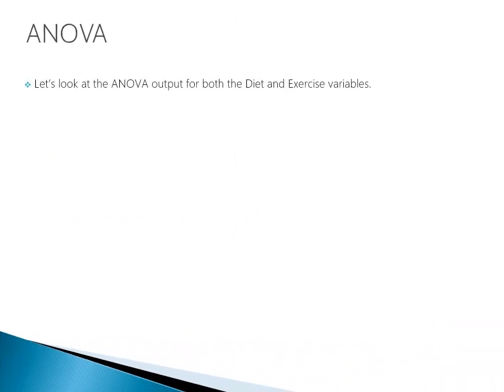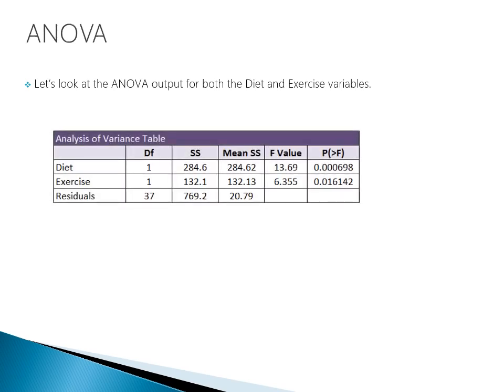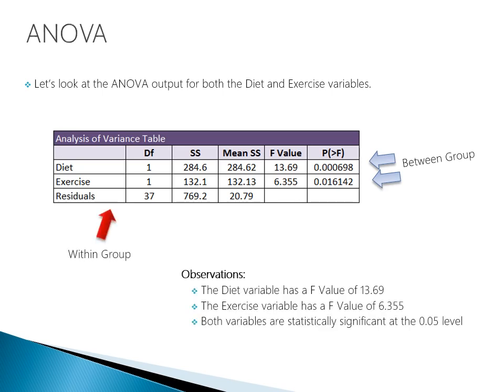Let's take a look at the ANOVA output for both the diet and exercise variables. So now I'm increasing the number of variables that I'm performing my ANOVA on. Diet and exercise are now both the between group. My residuals are still my within group. Some observations we can note here is that the diet variable has an F value of 13.69, which is well over 1. The exercise variable has an F value of 6.355. And both variables are statistically significant at the 0.05 level.